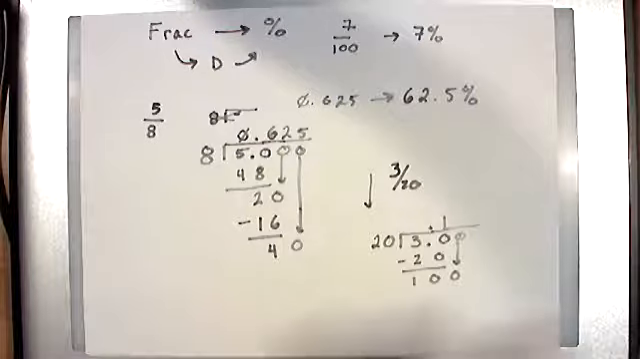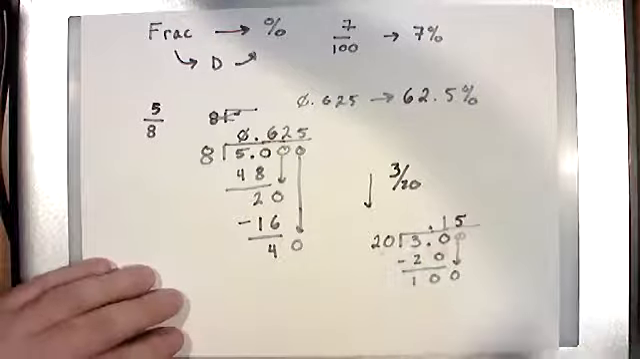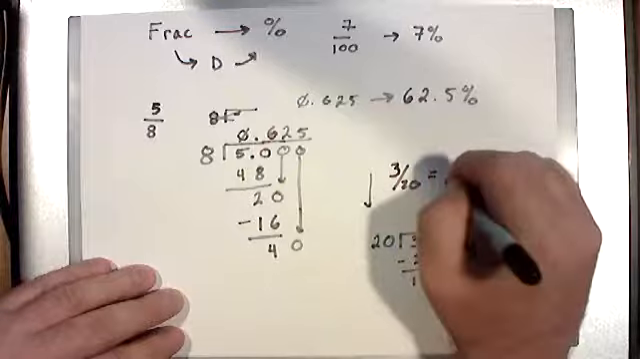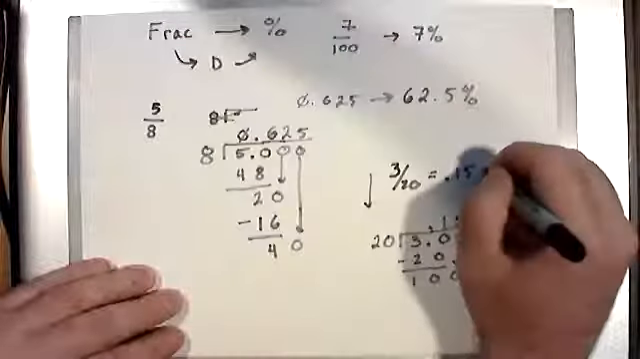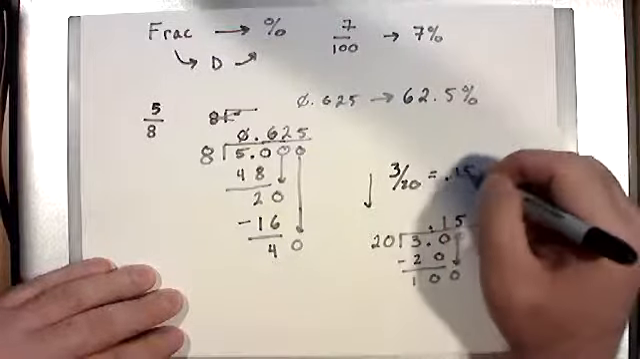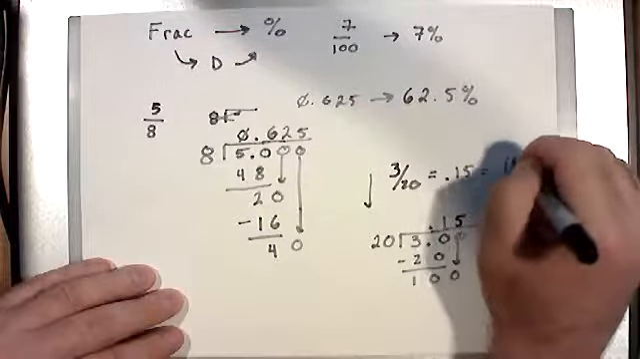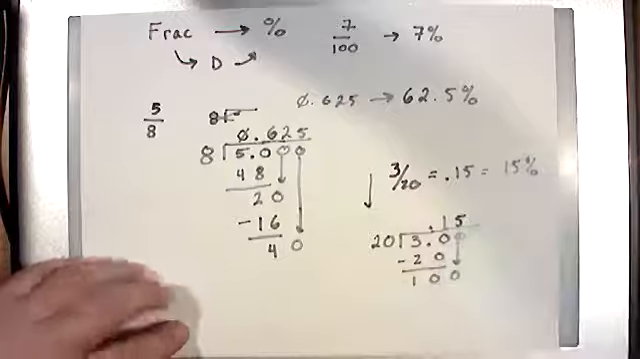20 goes into 100 5 times. Go ahead and do that math there. So 3 over 20 was 0.15. That's your decimal. And then 0.15, well, that's 15%. Right? So that's the thing.